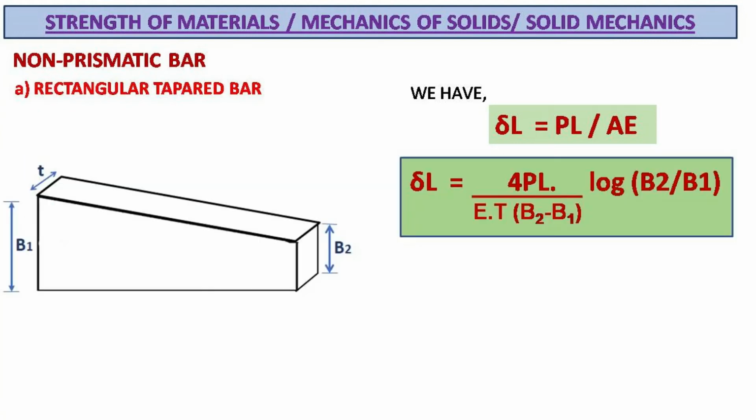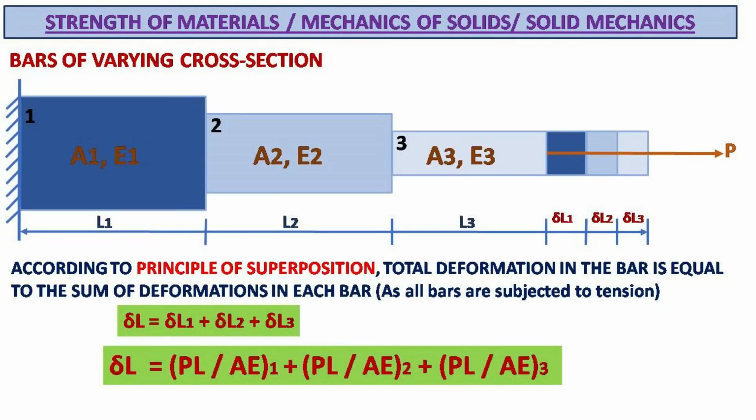Slide 16. In this slide, you can see the formula for a non-prismatic rectangular bar with thickness T and breadth B1 at one end and B2 at the other end. Slide 17. In this slide we are going to study the total deformation in a stepped bar. In this figure we have 3 bars with 3 different cross-sections connected together. Each bar has different cross-sectional area, length, and modulus of elasticity.